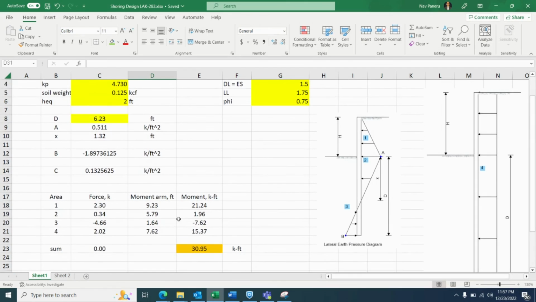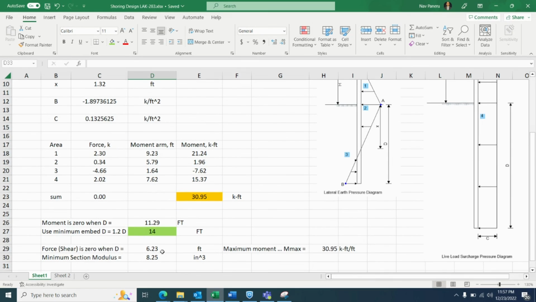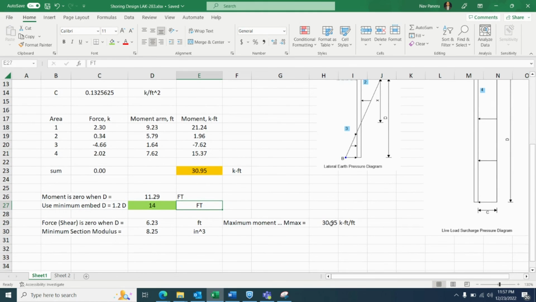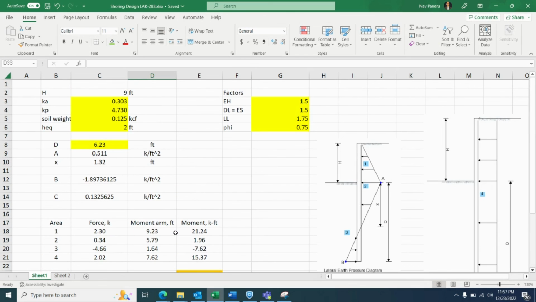So as you can see here, we have designed our seat pile. The information that we need to send to contractors is basically the embedment depth of 14 feet and section modulus of 8.25. This is the only information they need from us, the structural engineers. So we have done our job, and this is all you need for seat pile design.